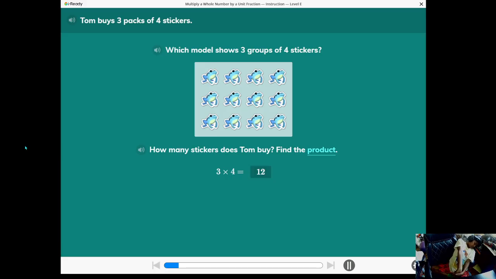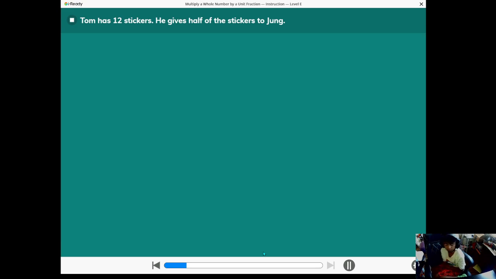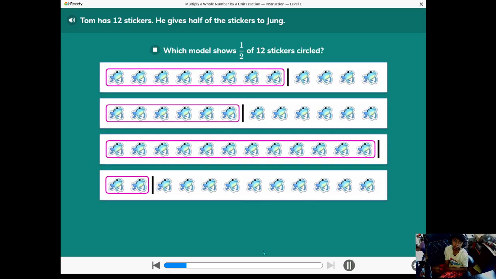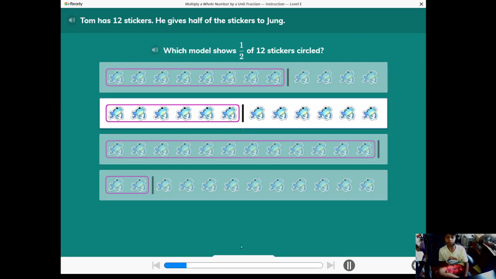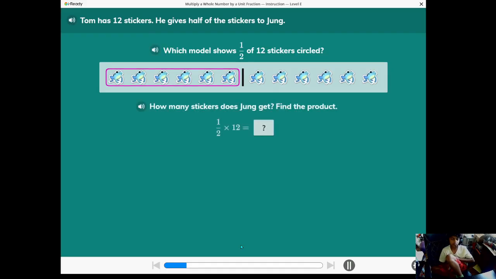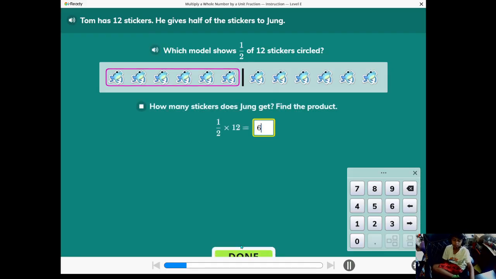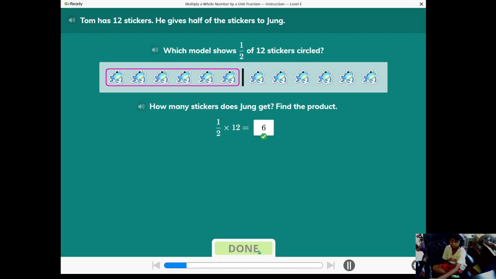Let's look at another problem. Tom has 12 stickers. He gives half of the stickers to Jung. Which model shows 1/2 of 12 stickers circled? 1, 2, 3, 4, 5, 6. How many stickers does Jung get? Find the product. Great work! Jung gets 6 stickers.